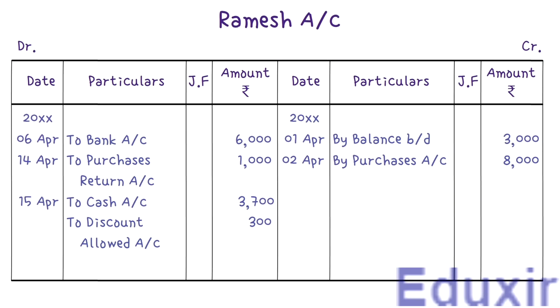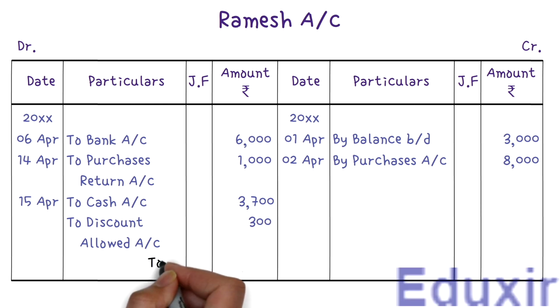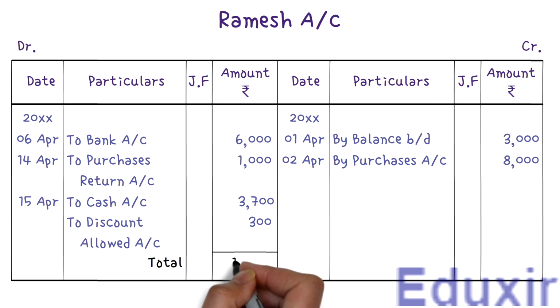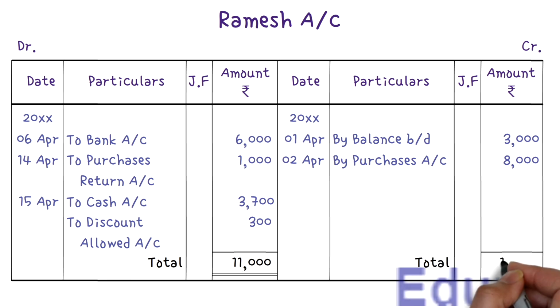Let us now take up Ramesh account. The total on the debit side is 11,000 rupees. Similarly, the total on the credit side is 11,000 rupees. As both the debit and credit side totals are equal, there is no balance to be carried down. Now the total on the debit side is 11,000 rupees. And the total on the credit side is 11,000 rupees. So now Ramesh account is balanced.